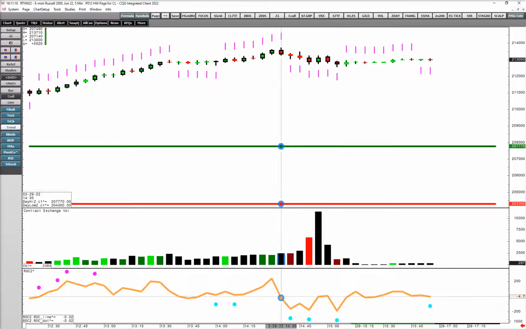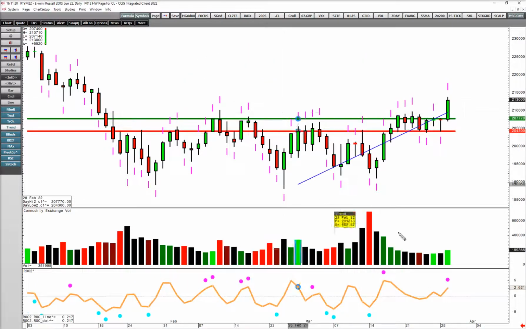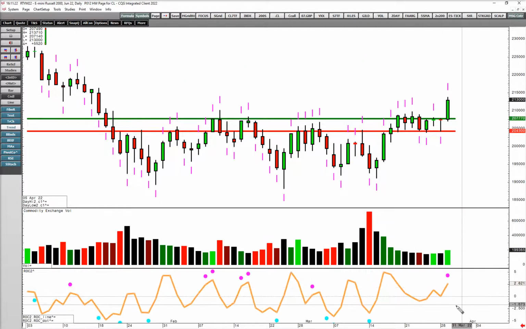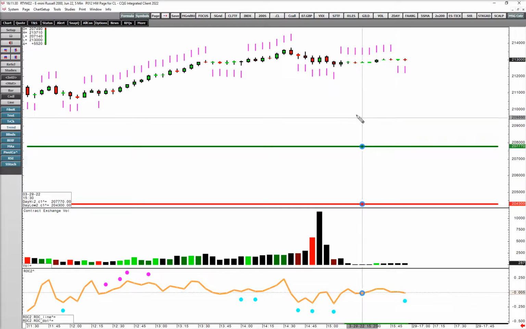So I saw this violate, and then, sorry, let's go back to the Taylor real quick. There was also just a nice divergence forming here between these parts of the pattern. So that gives it another extra bit of oomph.